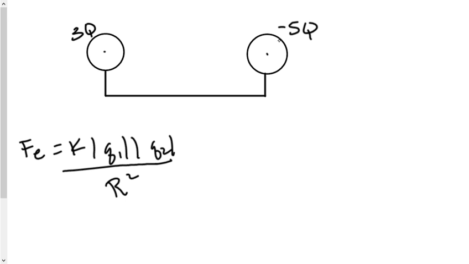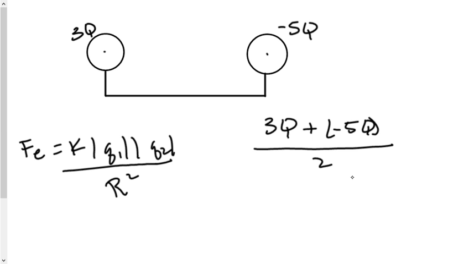Well, what's going to happen is these charges are going to average. Electrons are actually going to flow until we neutralize this charge here, and that'll leave a negative 2 left over, which would then distribute when you were done. So what would the charge on both of them be? The easy way of doing it is just take 3Q plus a negative 5Q and divide by 2. That'd be a negative 2 divided by 2, so we're left with a negative Q on both of these spheres.